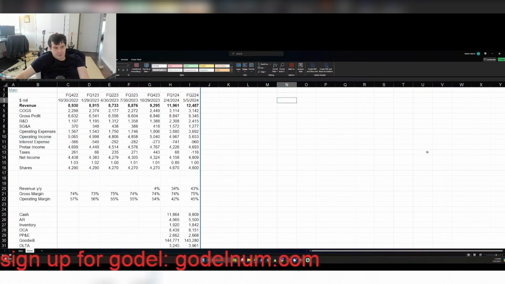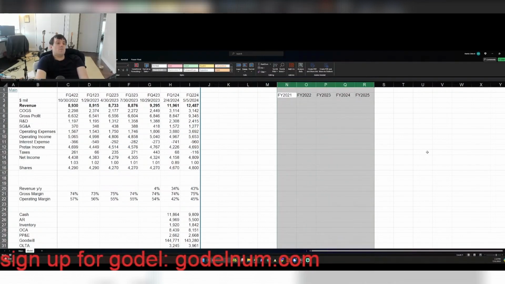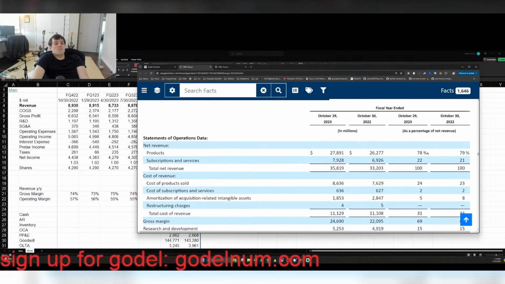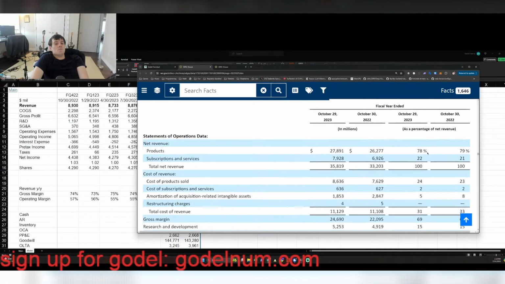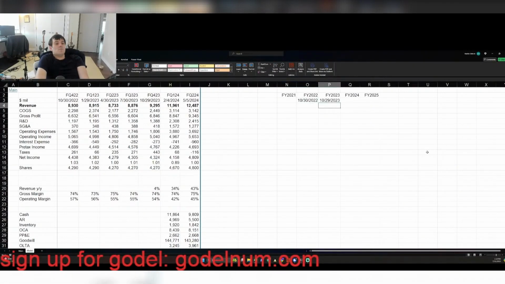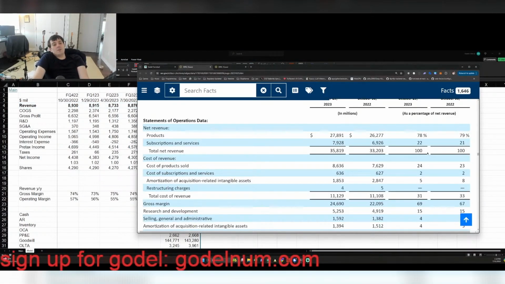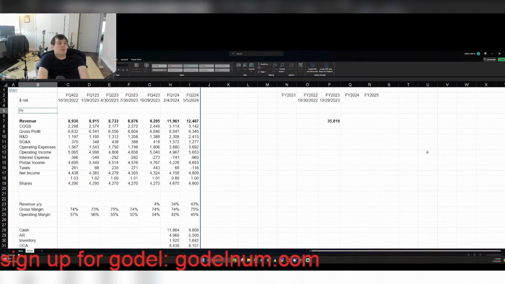All right, so here's the annual section. We're going to do it like this. And this would just sum to the number we see here, which it does. They also break down revenue between products and subscription, which is cool. Or products and subscription and services. So that's really helpful.